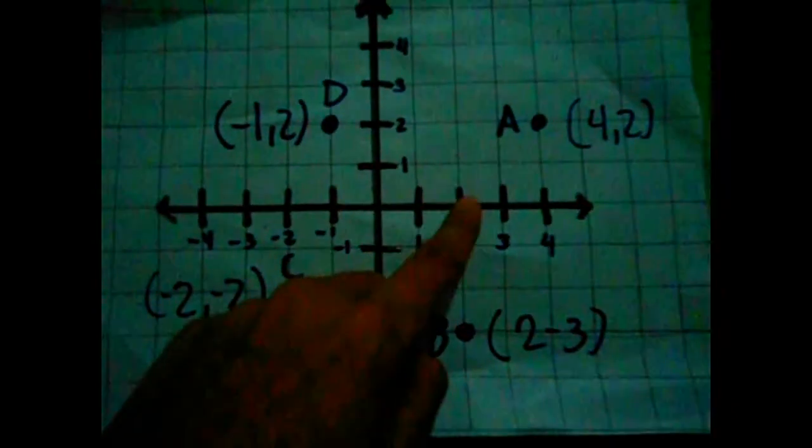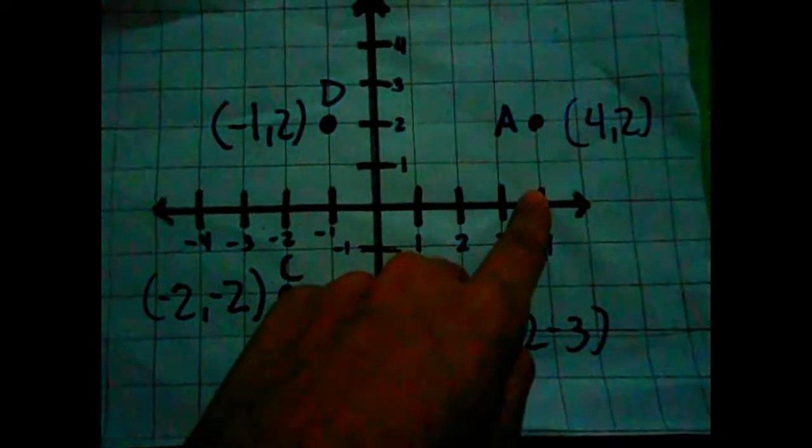Then count 4 on the x-axis: 1, 2, 3, 4. Then count up 2 moving parallel to the y-axis: 1, 2, and make a dot, so we get point A. And then next is to plot the point positive 2 and negative 3.